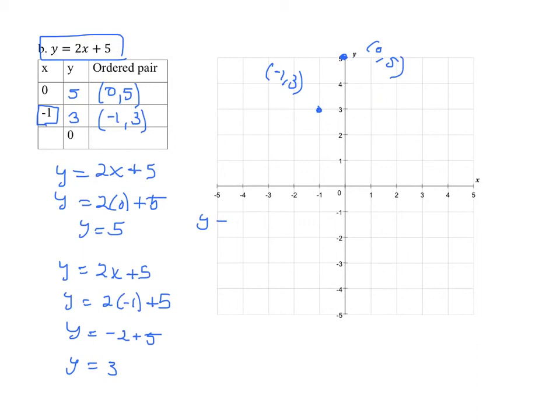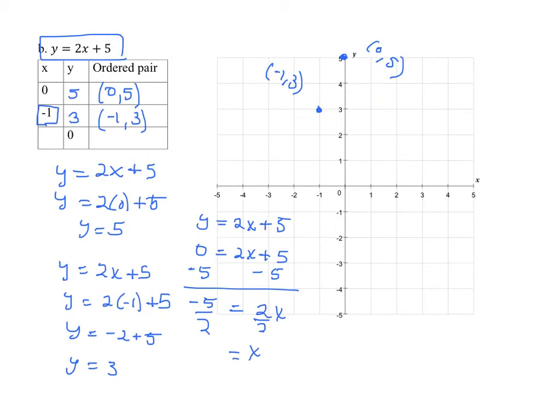Last but not least, I'm going to put 0 in for y. So here's my equation. 0 in for y. And now I have a nice linear equation to solve. So sometimes you have to employ the linear solving tools. Divide by 2. So negative 5 divided by 2 is a negative 2.5. So I get negative 2.5 comma 0, which is kind of good because we haven't graphed an in-between guy yet.